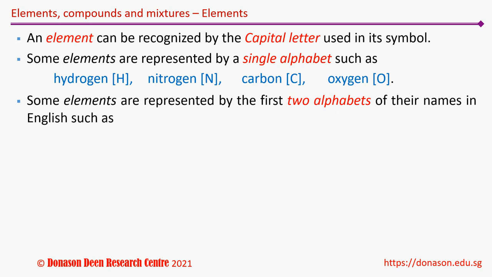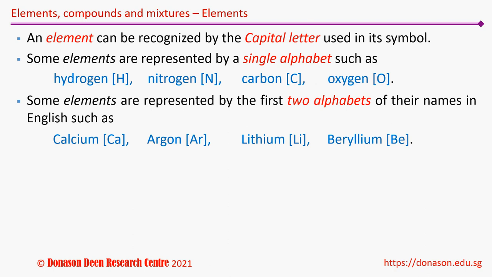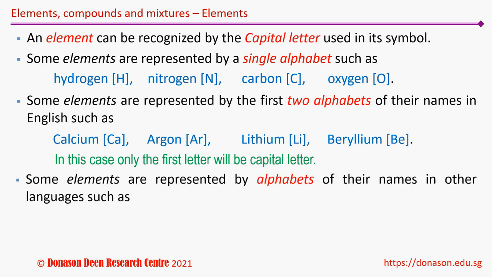Some elements are represented by the first two alphabets of their names in English, such as calcium with C and a, argon with A and r, lithium with an L followed by an i, and beryllium with a capital B and a small e. Take note that in these cases, only the first alphabet is capital and the subsequent alphabet is a small letter. Some elements are represented by alphabets of their names in other languages such as Latin or Greek.